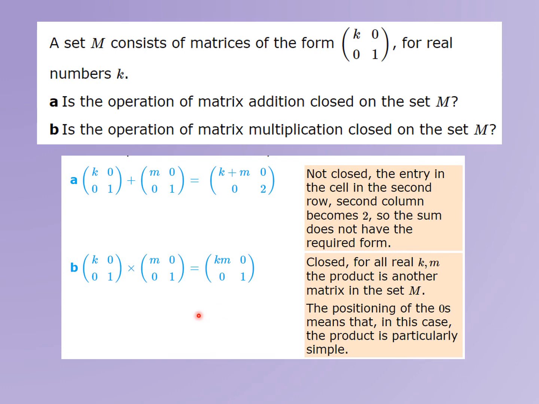However, matrix multiplication, when multiplying K001 and M001, gives us the matrix KM001. And because K and M are real numbers, therefore KM will also be a real number. The output for this operation will be in the set M. So this will occur for any such real numbers K and M, so we can say that yes, the operation of multiplication is closed on this set.